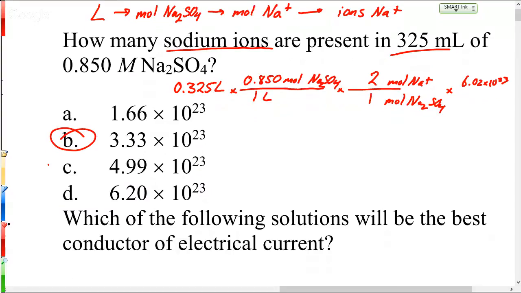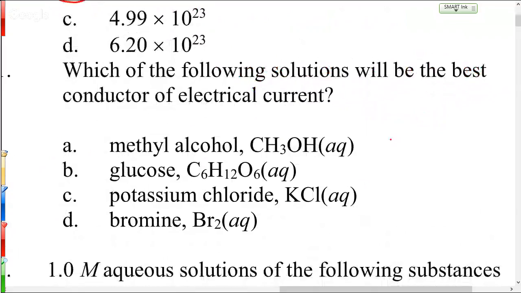All right, so now let's look at the next one, which is kind of the same kind of question that we've just been talking about, but it's worded very differently. So this time it says, which of the following solutions will be the best conductor of electrical current? How would we figure that one out? Which one divides into ions? Yeah, so this is actually the same way of asking the question, which one produces the most ions in solution? Because the more ions that are in the solution, the more charged particles you have, the more electricity can move through a solution. That's why salt water conducts electricity, but sugar water doesn't, because sugar doesn't produce ions in solution.